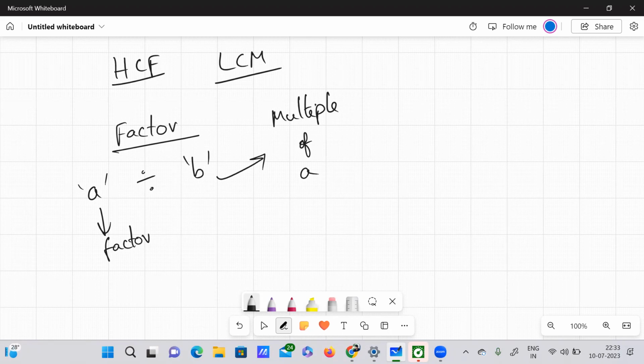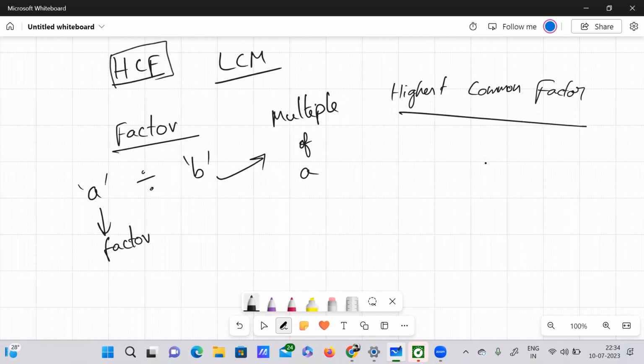Now, what is meant by this HCF? HCF is nothing but highest common factor. Highest common factor. In short, we can call it HCF. So, how to find the HCF now?